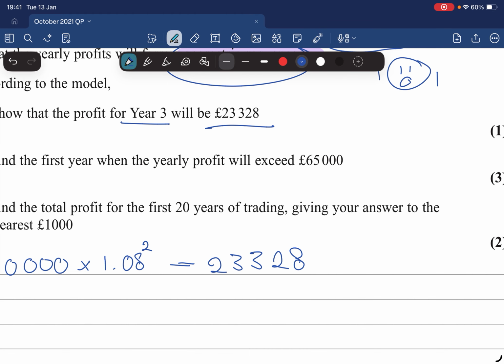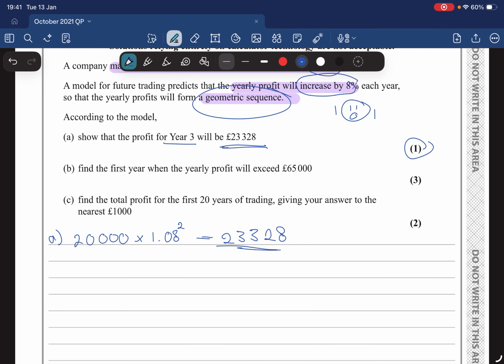Easy, 1 mark. Part B, I'm not just happy with 1 mark. I want all the marks. You know, I'm hungry. I'm like Pac-Man. I need them.